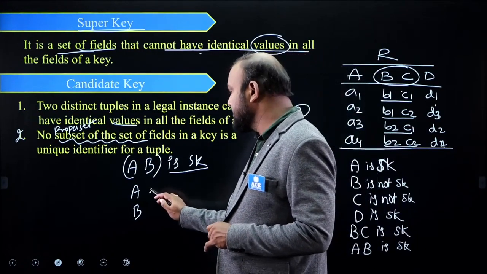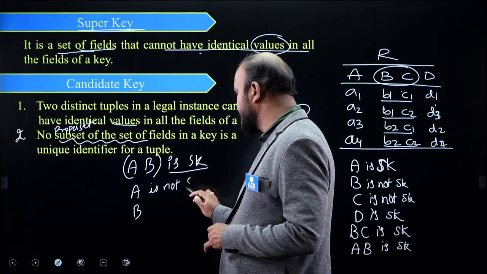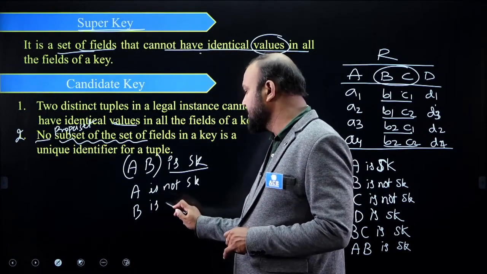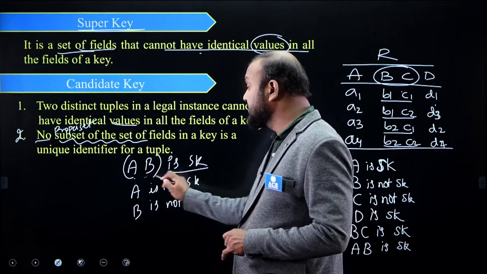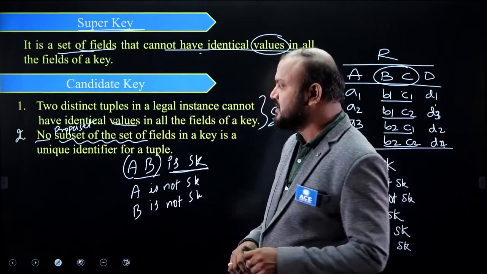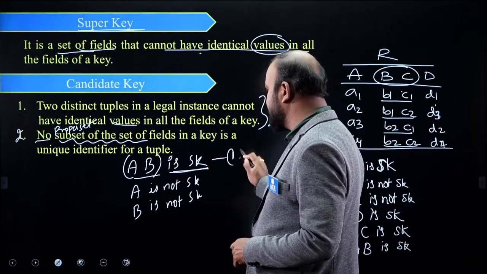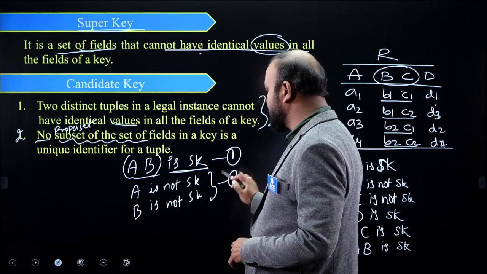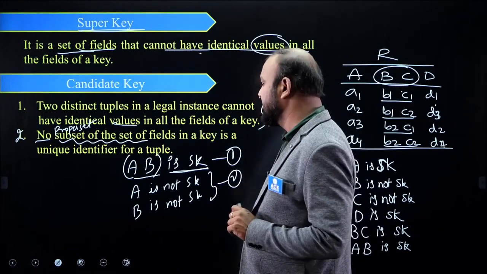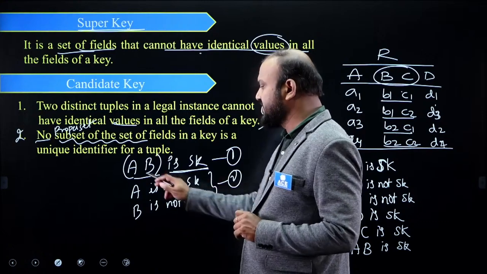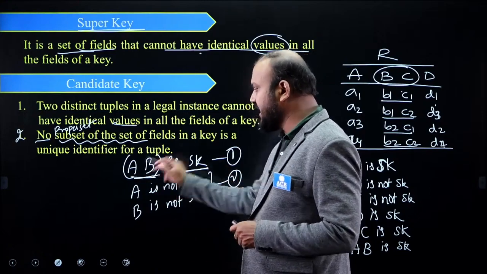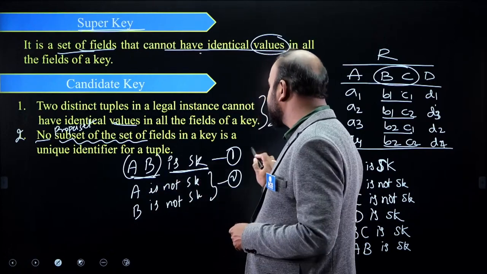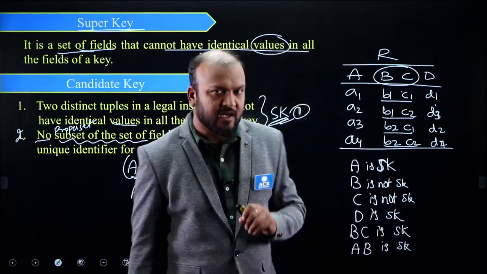Means A alone is not a super key, right? Because it said no, not a super key. B alone is not a super key. But together, it should be a super key. That is the meaning of the second statement. The first condition is that it should be a super key, as you know, unique identification. And the second condition says no proper subset is a unique identifier, means no proper subset is a super key. So if AB is a super key, A alone should not be a super key, B alone should not be a super key, then only it is called a candidate key, right?